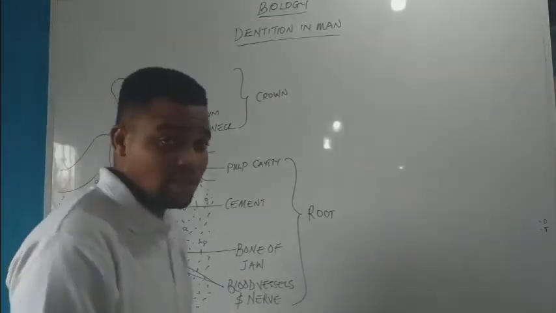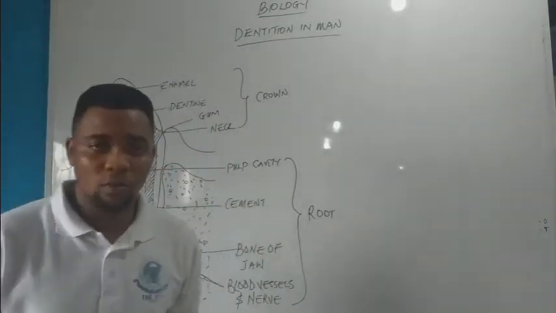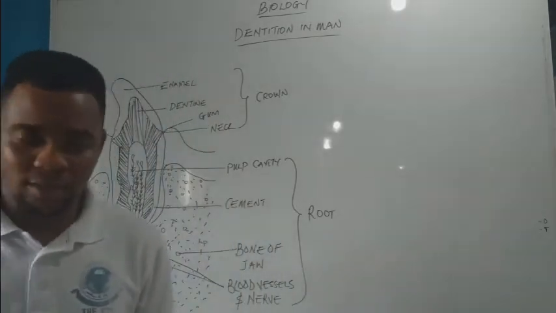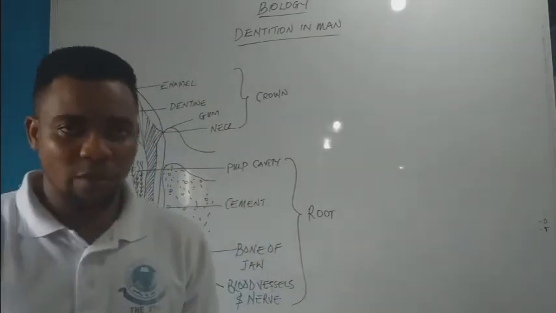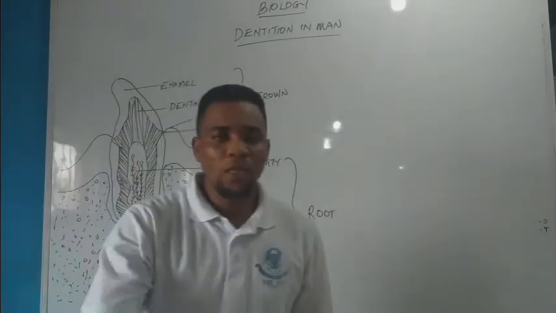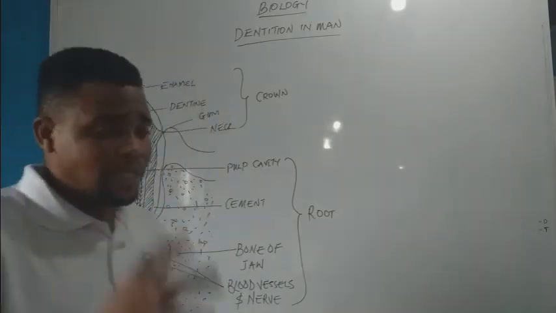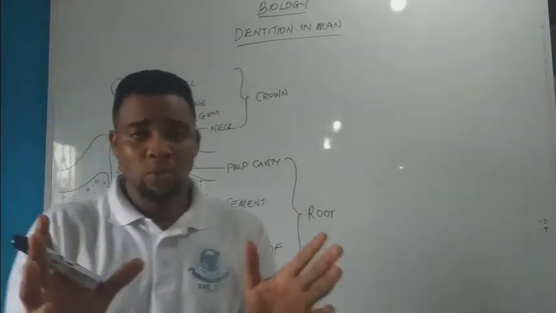Dentition in man. What is dentition? Dentition is defined as the conformation and the arrangement of the animal teeth or the human teeth. I will use human because it has to do with man. So the arrangement and the conformation of teeth in humans.